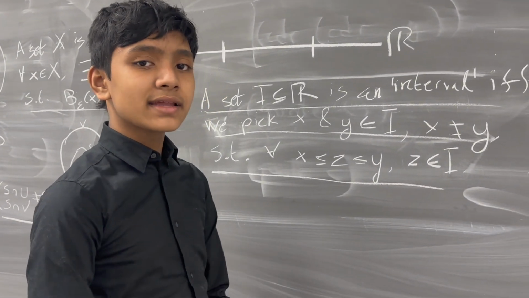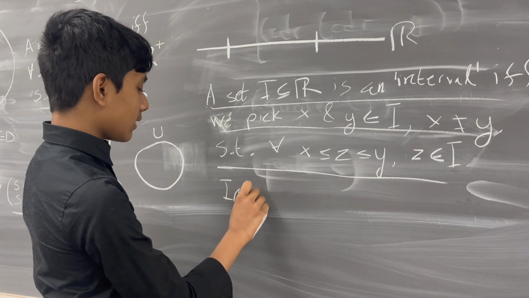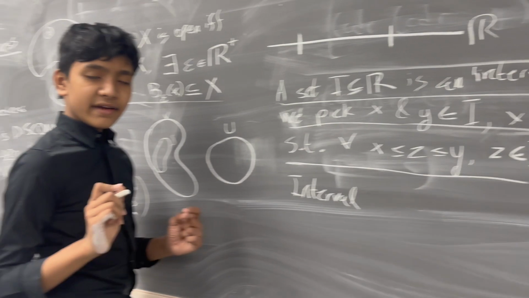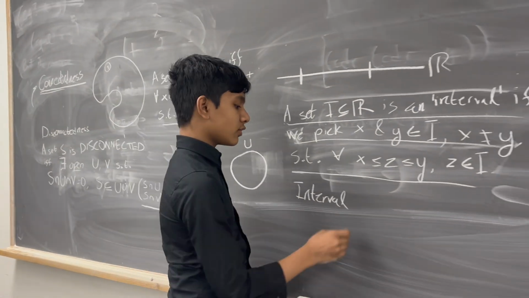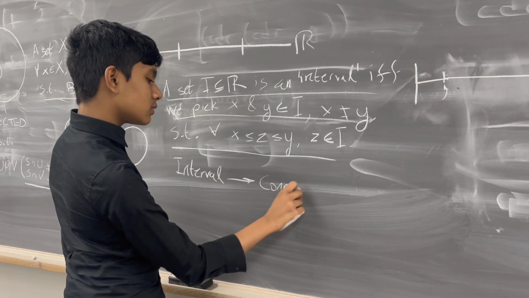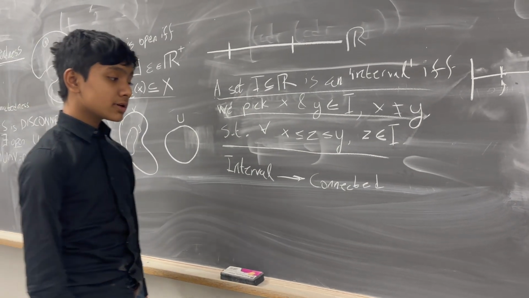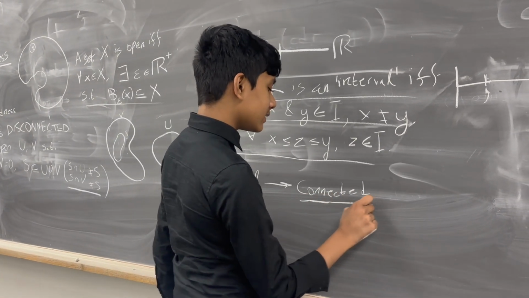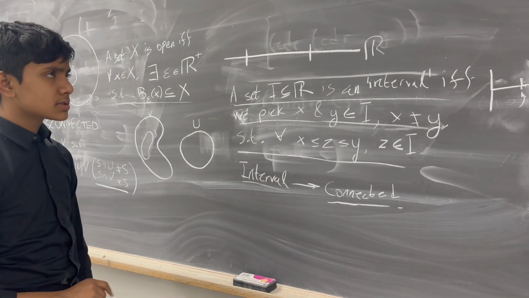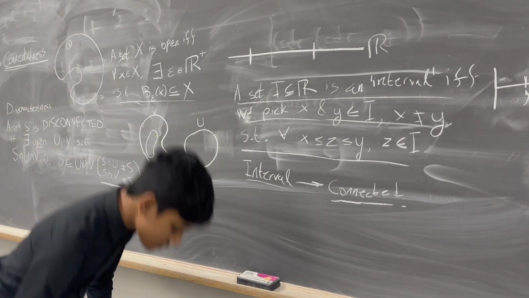Well, I'll leave the second proof, that if a set is an interval, then that implies connectedness, for next time. But today, we're going to look at if something is connected, it's going to have to be an interval. That's the one I want to cover. Let me think about it for a second.